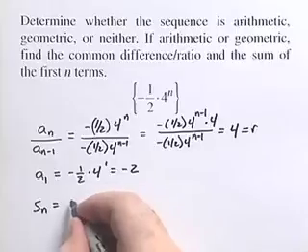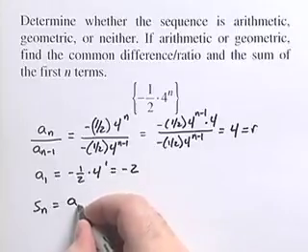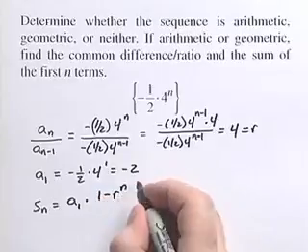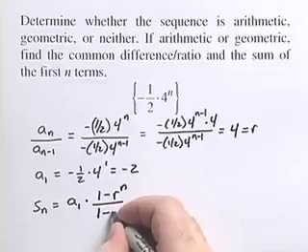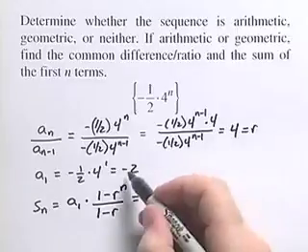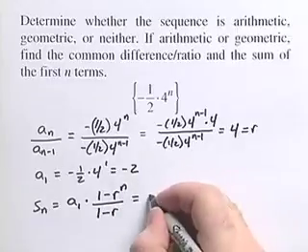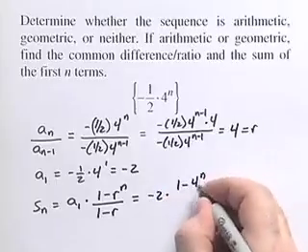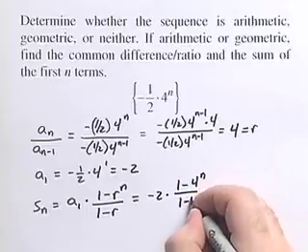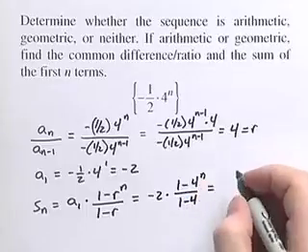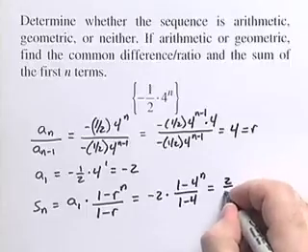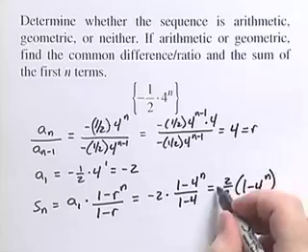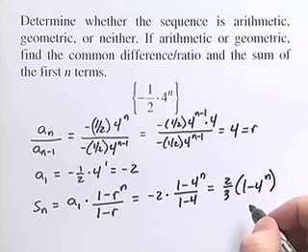For a geometric sequence, the sum of the first n terms is given by the first term times 1 minus the common ratio raised to the nth power, divided by 1 minus that common ratio. We found the first term and we found r, so we'll have negative 2 times 1 minus 4 to the n, divided by 1 minus 4. Just clean that up a little bit. We'll end up with 2/3 times 1 minus 4 to the nth power. And this represents the sum of the first n terms of that geometric sequence.